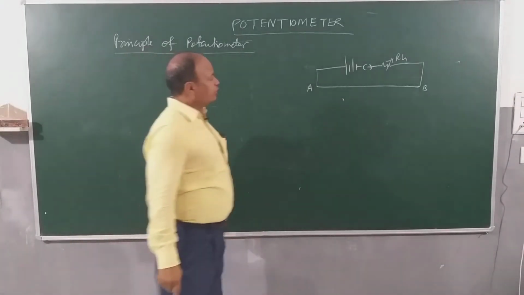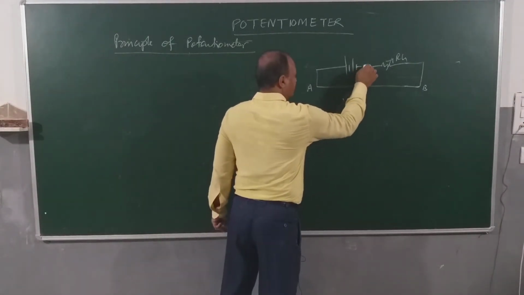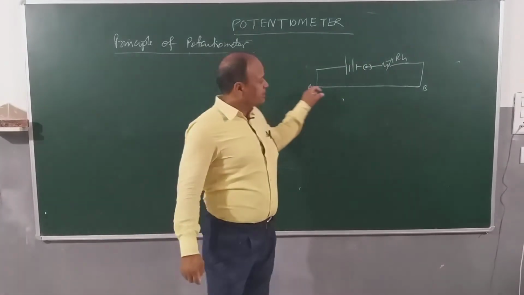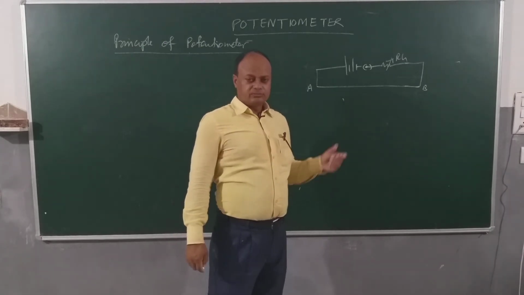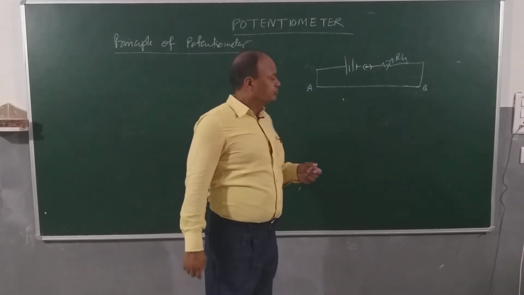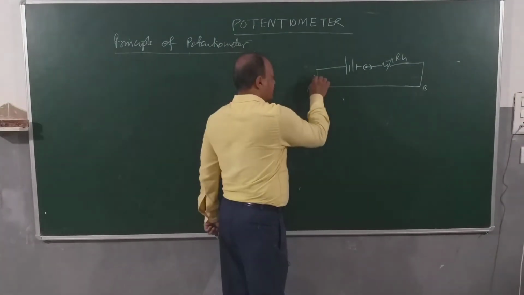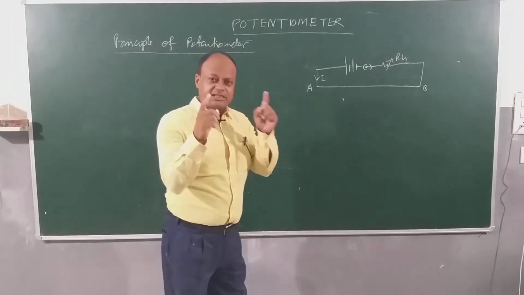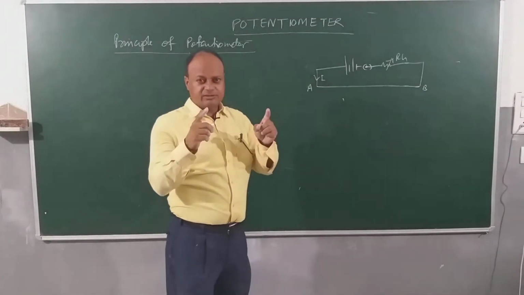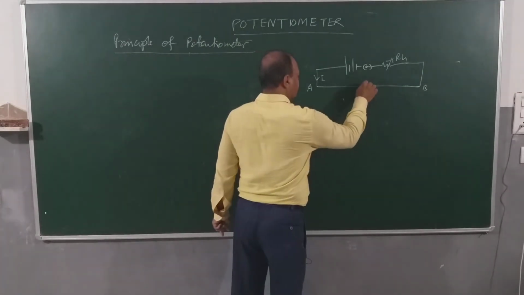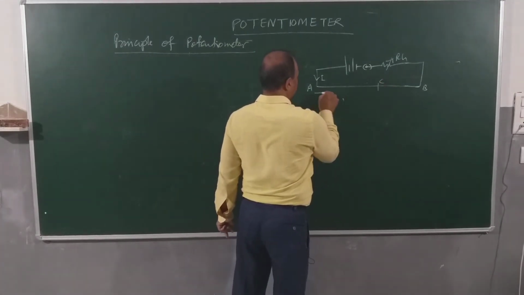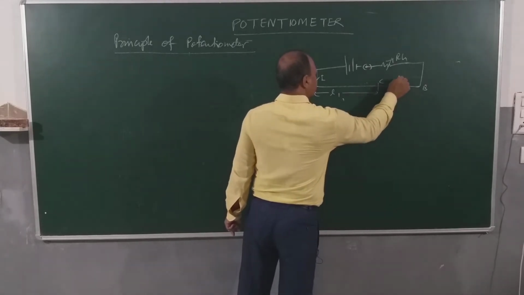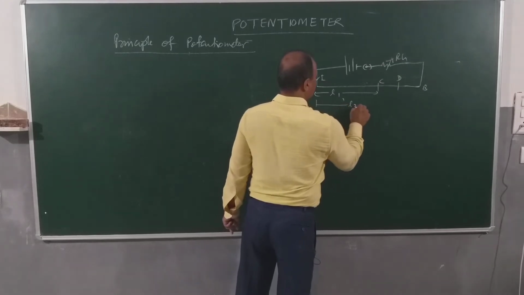Children, when I close the key out here, a current will start flowing in the circuit. Remember, this wire is of uniform cross section, so the current is the same. Let's say the current is I in the circuit. As the current flows through the wire, different lengths of the wire will have different resistances. Suppose I consider this length AC, this is L1, and then I consider length AD, this length is L2.